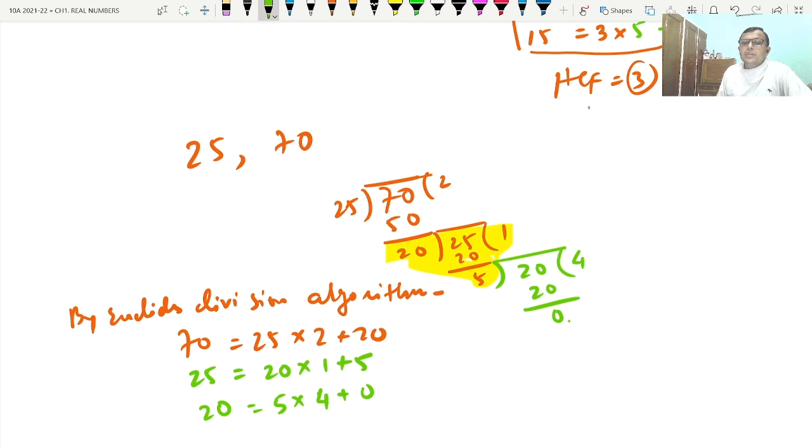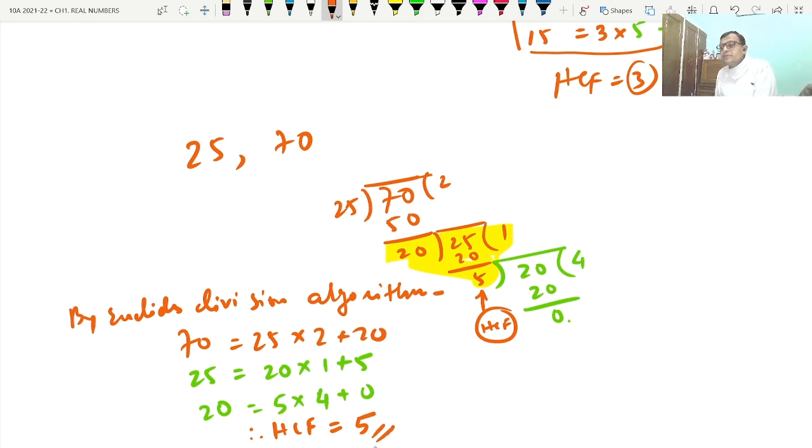You got remainder 0. So the last divisor will be the HCF according to the algorithm. Last divisor will be the HCF. Therefore, what will be the HCF? HCF will be the last divisor, 5. Clear? Is this clear, all of you?